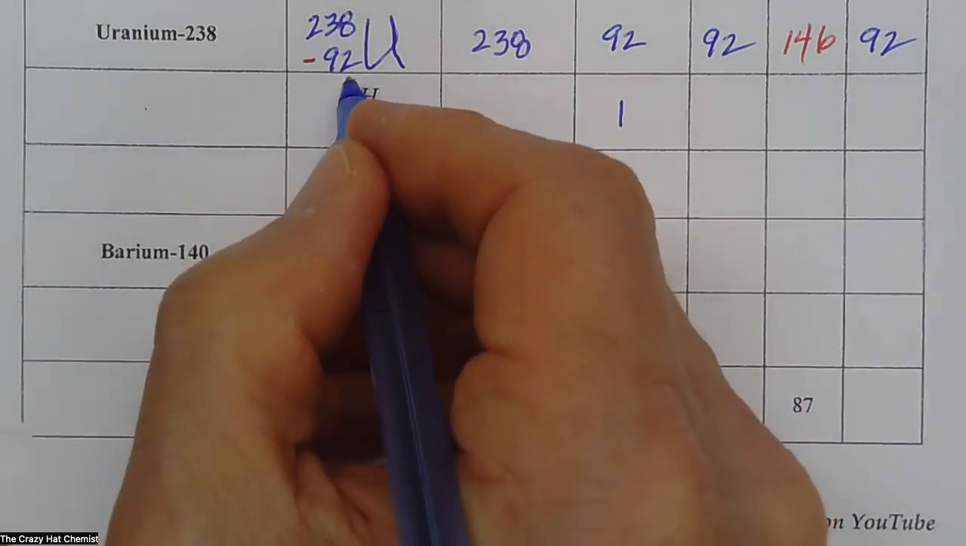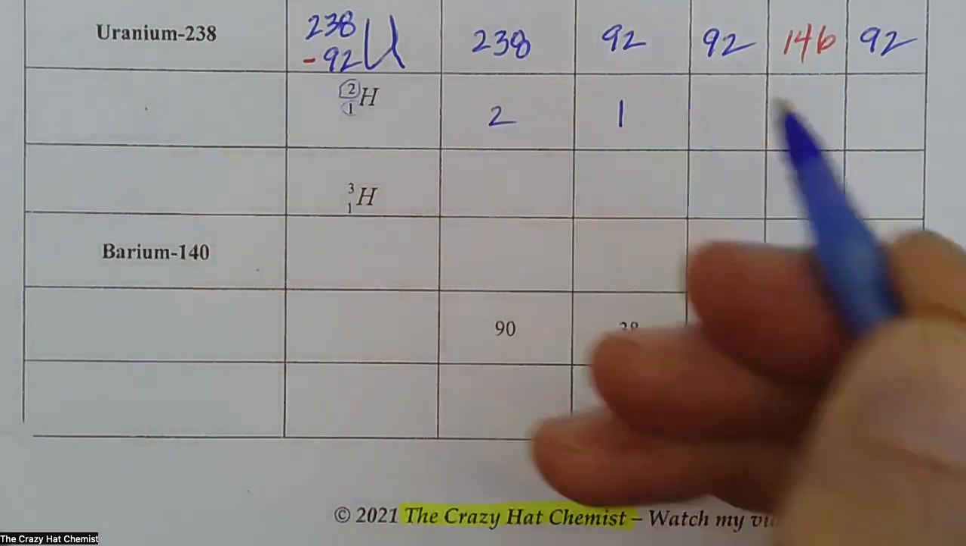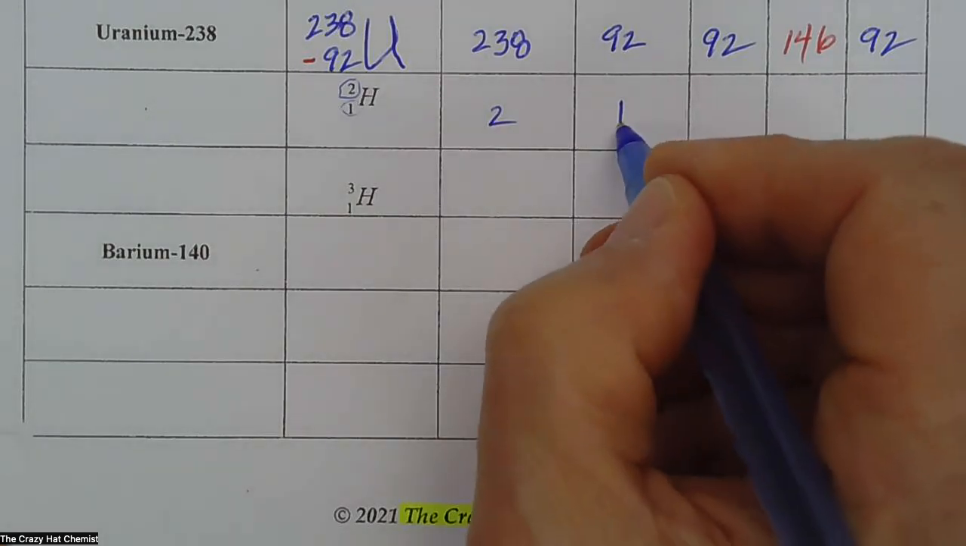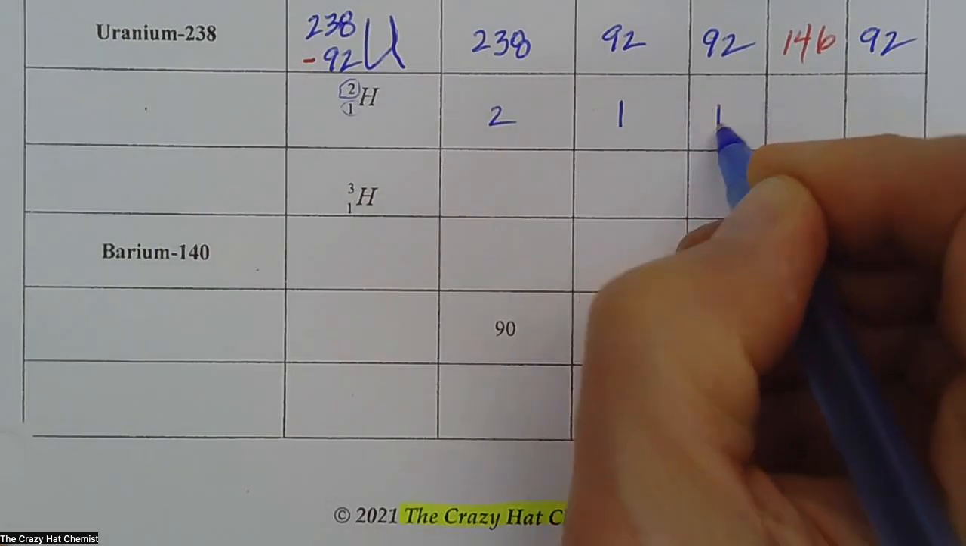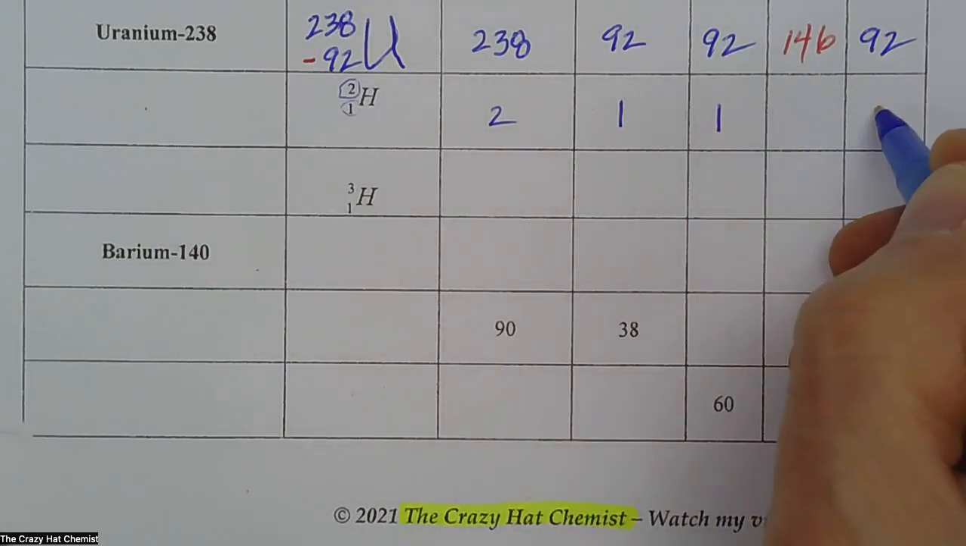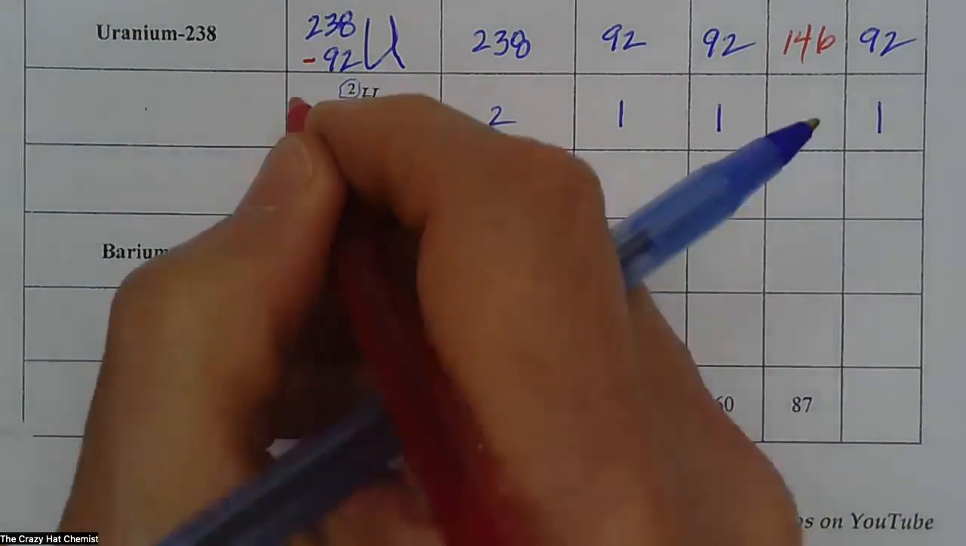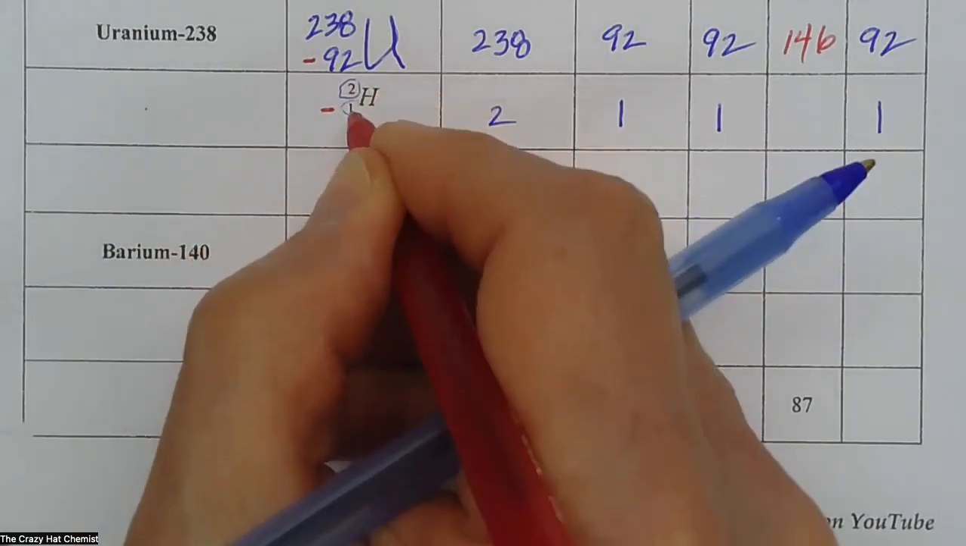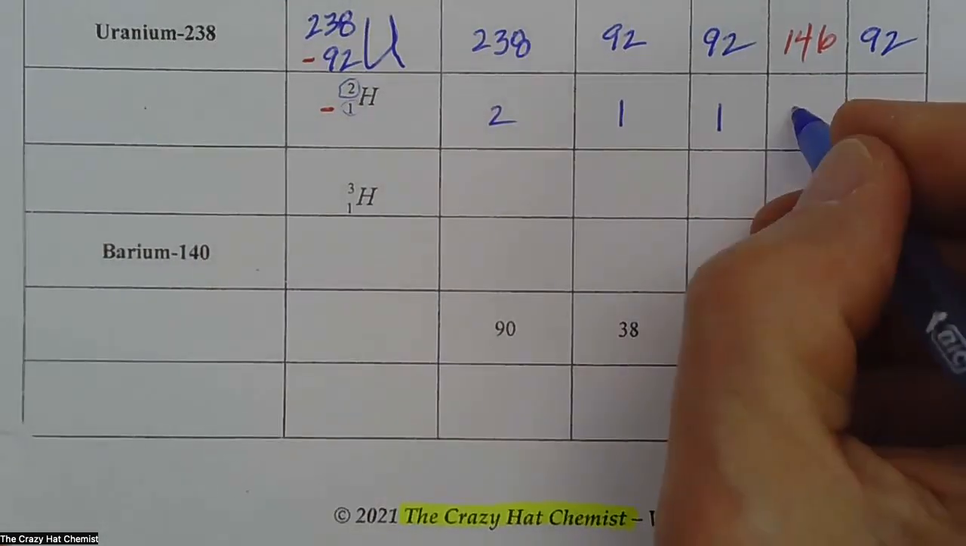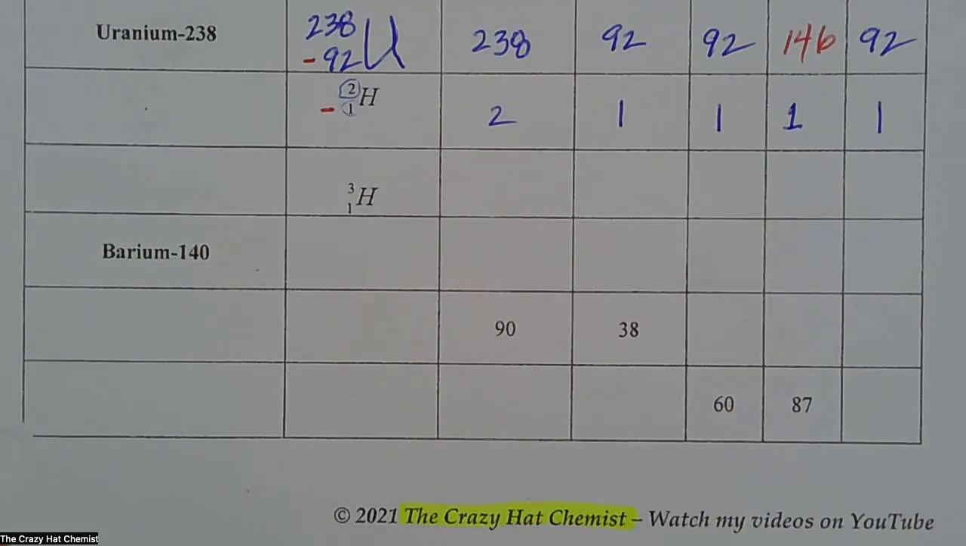And the atomic mass is 2, right there like that. And since the atomic number is 1, the number of protons is 1. The number of protons is 1. The number of electrons is 1. If I take the difference between the atomic mass and the atomic number, I get 1. That's the number of neutrons.